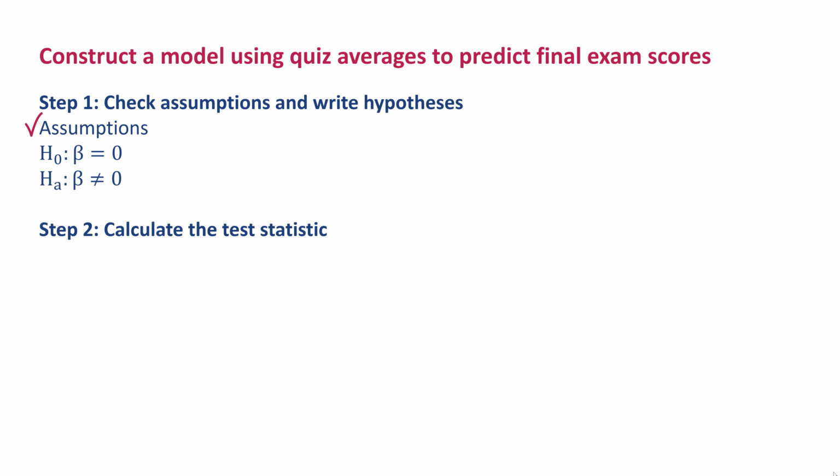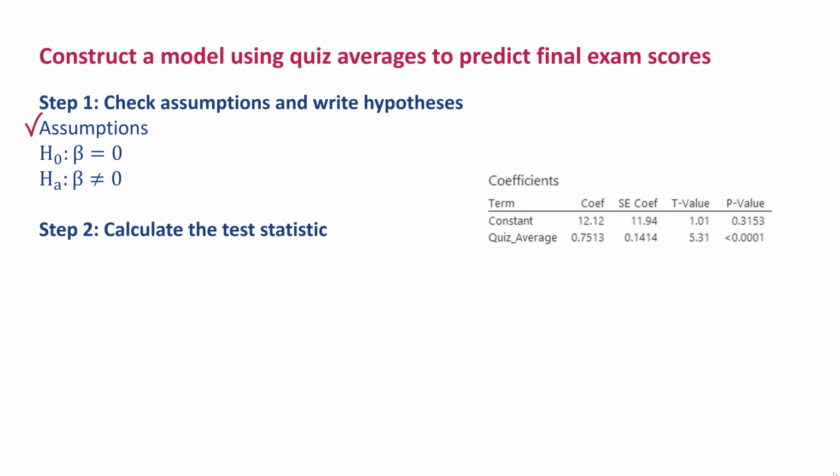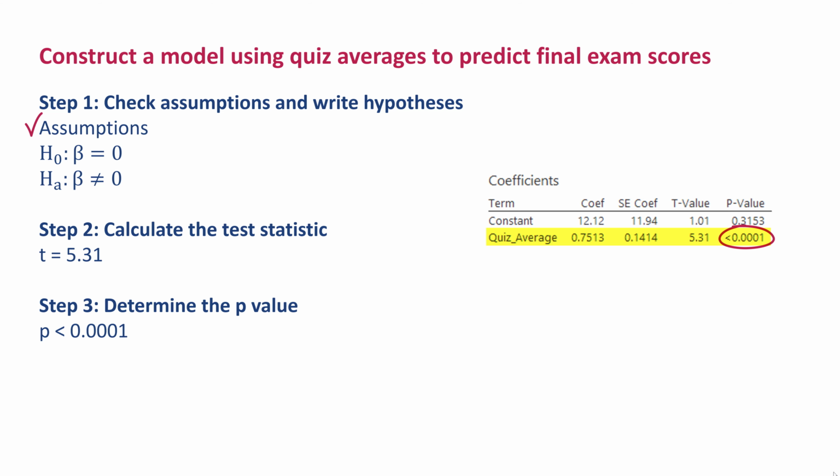Step 2, calculate the test statistic. We'll get the test statistic from the coefficients table. The constant row is the y-intercept. But what we're interested in here is the slope, which is the row labeled as the x variable quiz average. The t-test statistic is 5.31. Step 3, determine the p-value. Next to our test statistic on the coefficients table is our p-value. P is less than 0.0001.